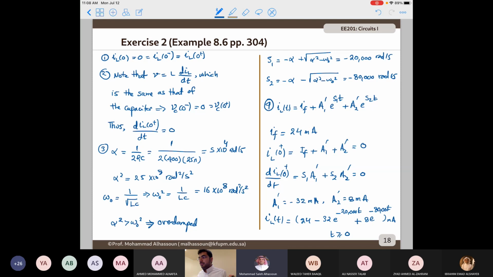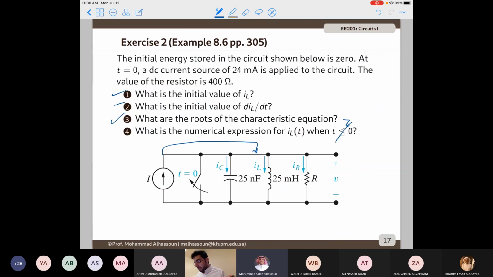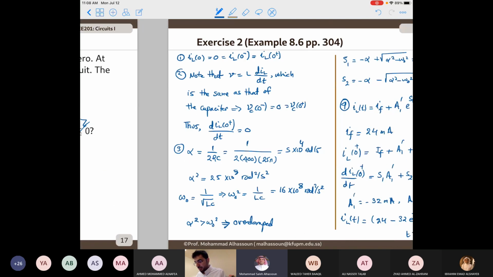Like, if you take this problem and you just adjust the value of the resistor there. If you choose 500, then you will end up with a critically damped response. If you choose, for example, 600 or 625, you will get an underdamped response.